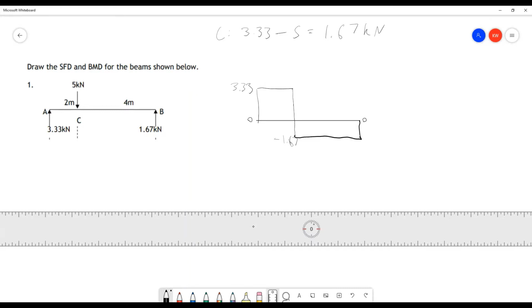Now let's have a look at the bending moment diagram for this. For reference, I'll copy the shear force diagram, the slightly neater one that they have in the course notes. I'll rub mine out now that we've seen it, and I'll copy the one from the course notes so we can have that for reference when we work on the bending moment diagram.